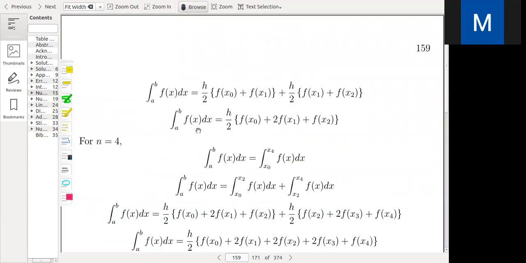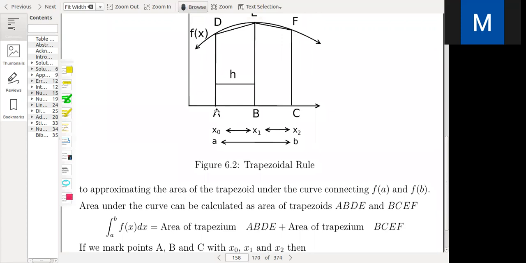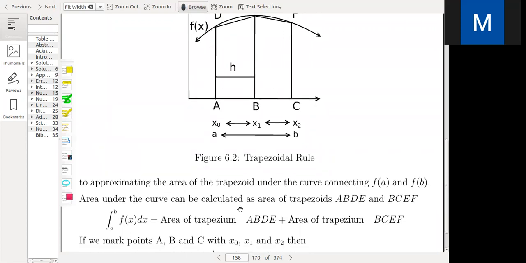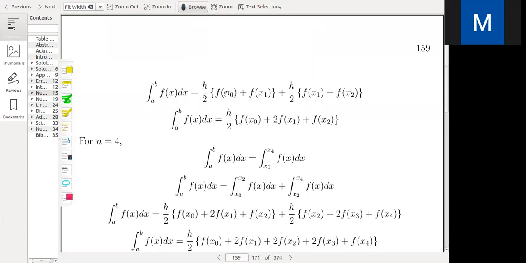So we can have the area of the trapezium, that is the sum of the two parallel sides multiplied by the width of the trapezium divided by 2. So the parallel sides are f of x0, this side, and f of x1, this side. So that is why we have here f of x0 plus f of x1.